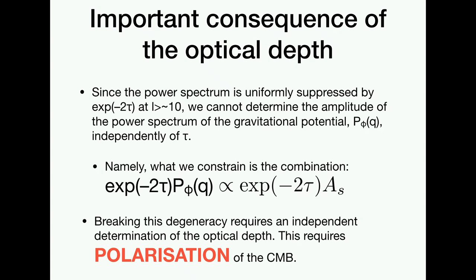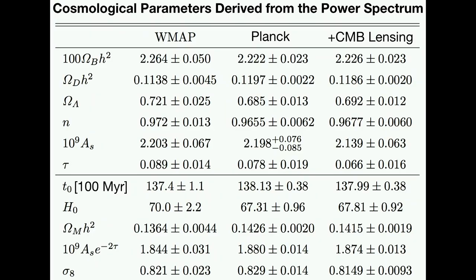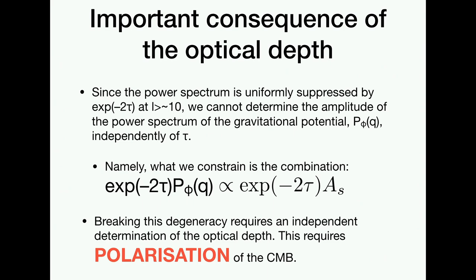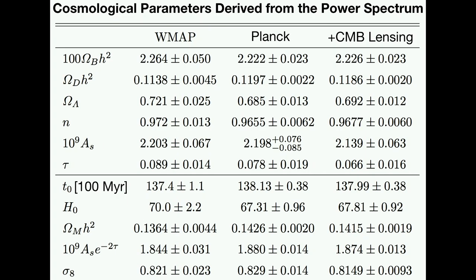But fortunately, there's a way. Scattering creates polarization. So if you can measure polarization of the cosmic microwave background, you can determine tau independent of this effect. Okay? So that will be the next topic. But before we get there, let's appreciate how far we have come.